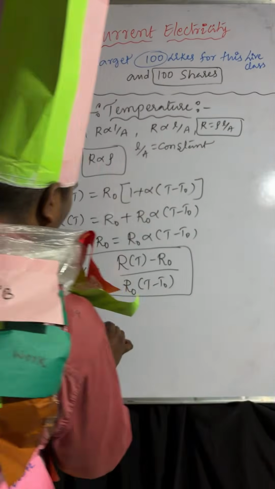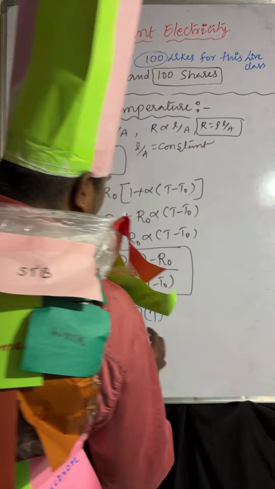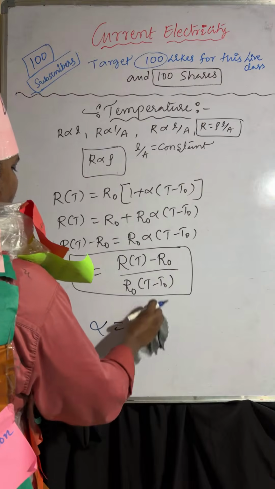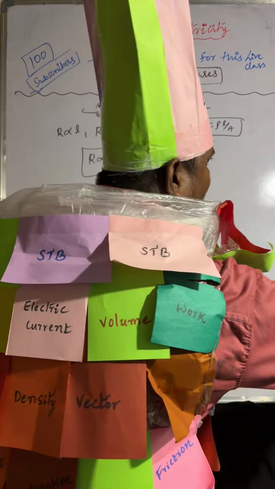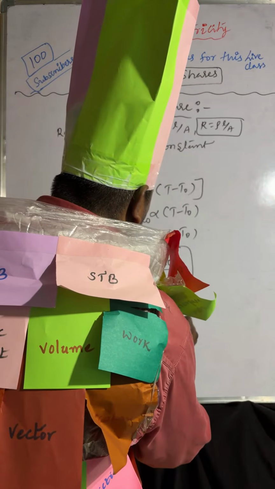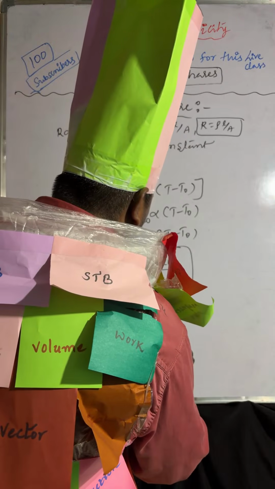As I said, alpha equal to temperature coefficient of resistance. When R is directly proportional to rho, then alpha equal to rho T minus rho naught by rho naught into T minus T naught.